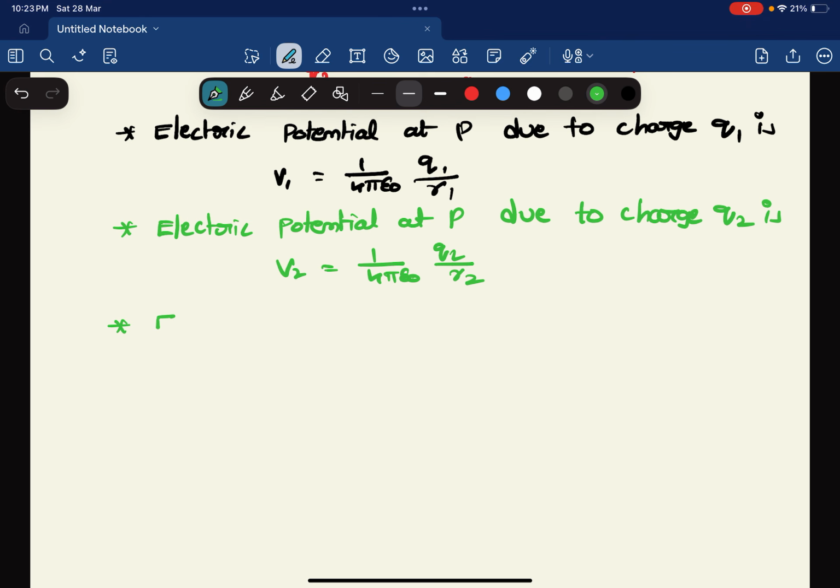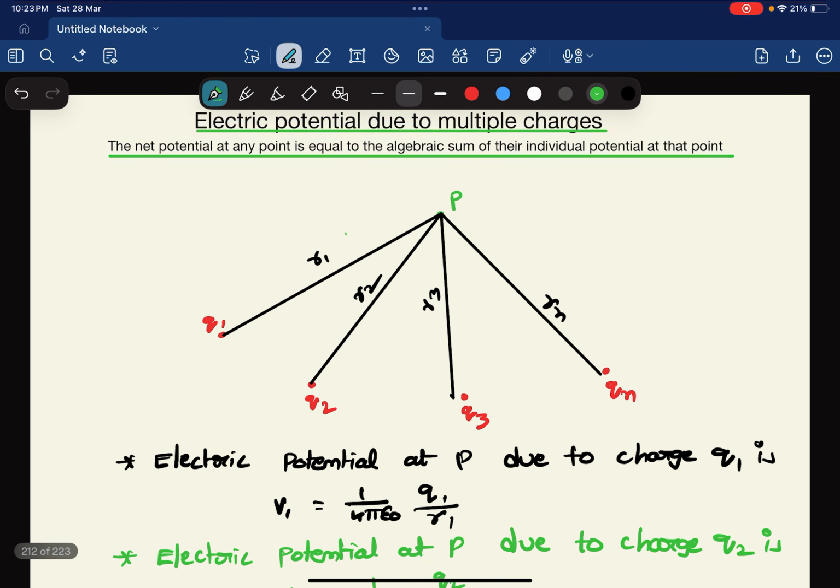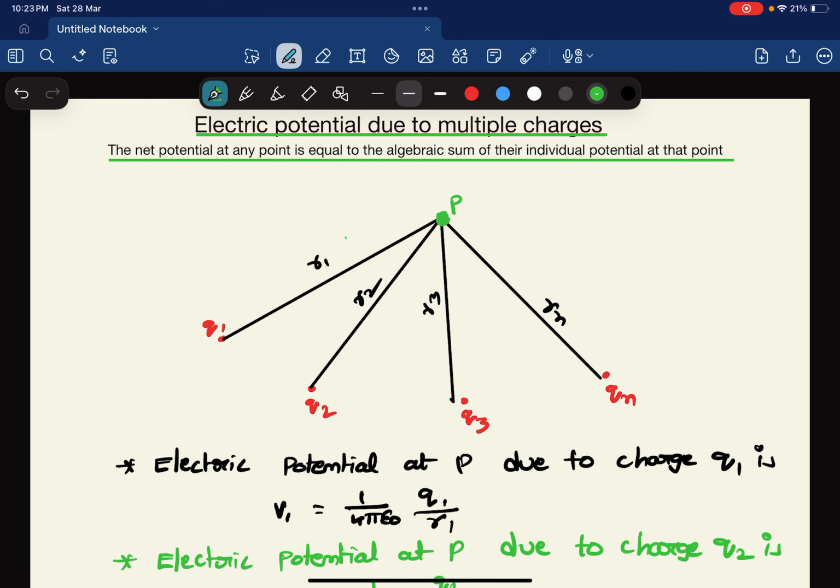Like that, the electric potential at point P due to the nth charge is Vn, equal to 1 by 4 pi epsilon naught into qn by rn. So these are the n potentials which are acting exactly at point P.